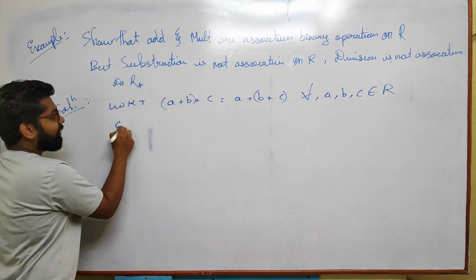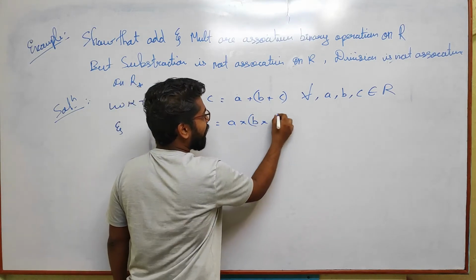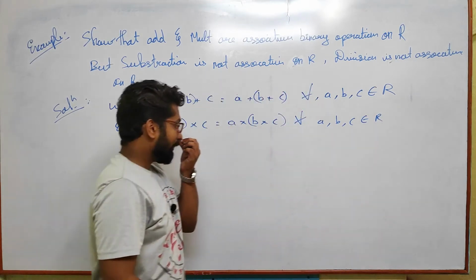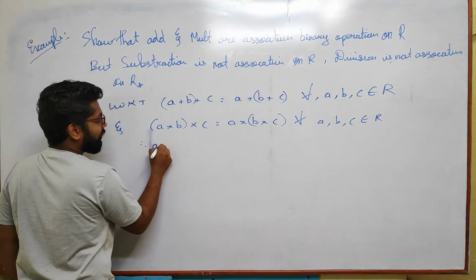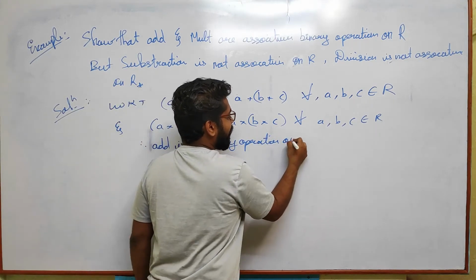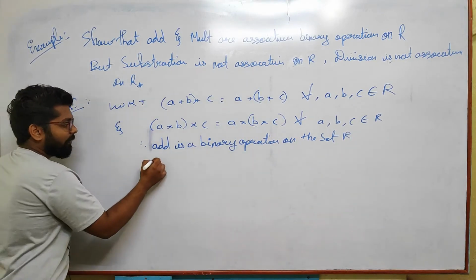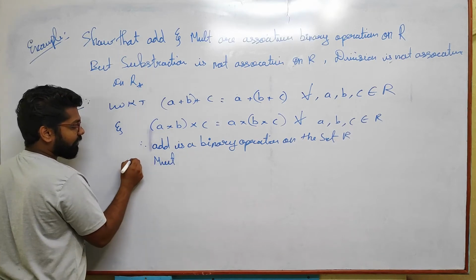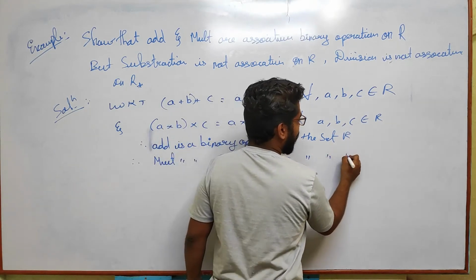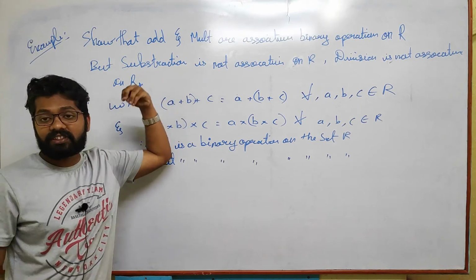A into B into C is equal to A into B into C for all A, B, C belonging to R. Therefore addition is a binary operation on the set R. Even multiplication: therefore multiplication is a binary operation on the set R. Now this case is satisfied for all numbers.